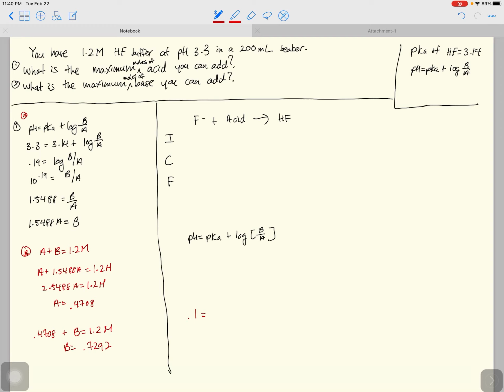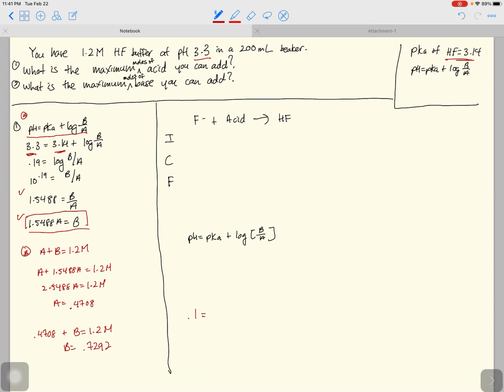One of the ways you can do it is using a little algebra trick, and I have done it right here, where we plug in the numbers with what we have. We're given the pH of 3.3, and the pKa of 3.14, which I have given you here. Using simple algebra, we can find how much base to acid we have. Once you do a couple of steps of algebra, we have base equals 1.5488 acid. If I'm going too quickly with this step, please let me know in the comment section and I could explain more thoroughly.